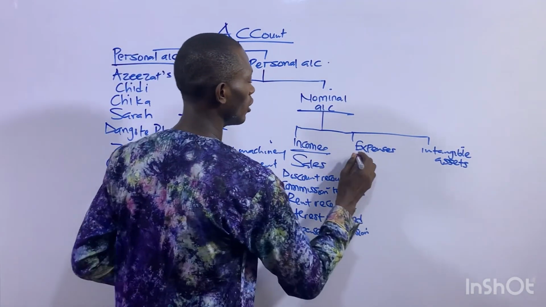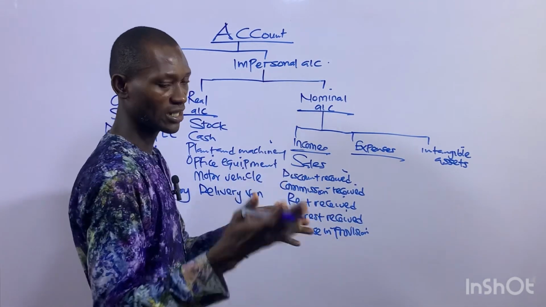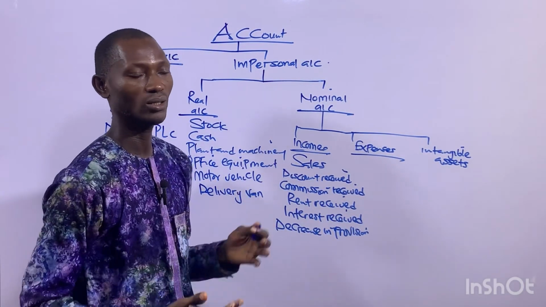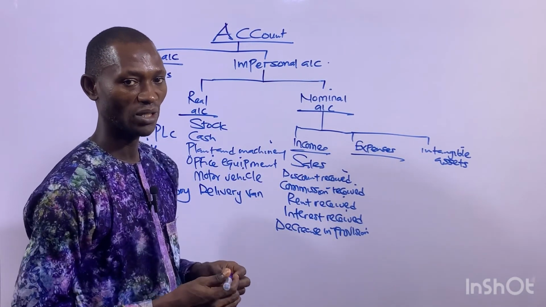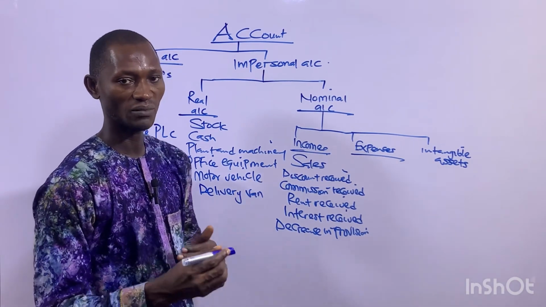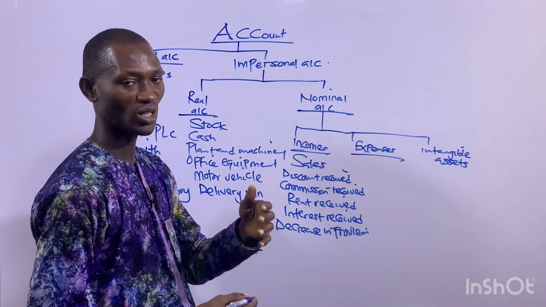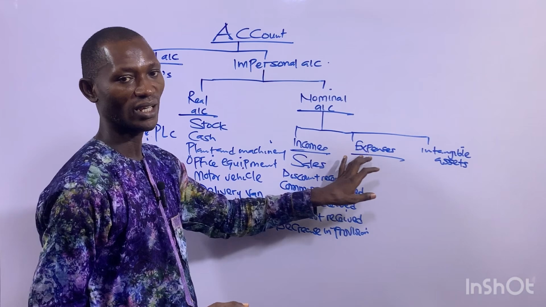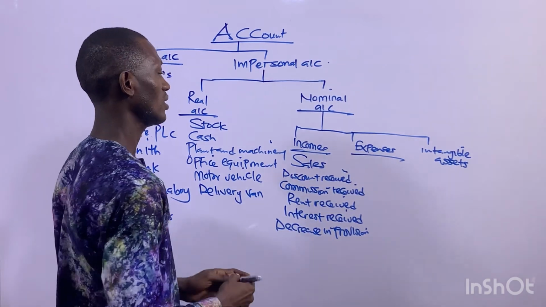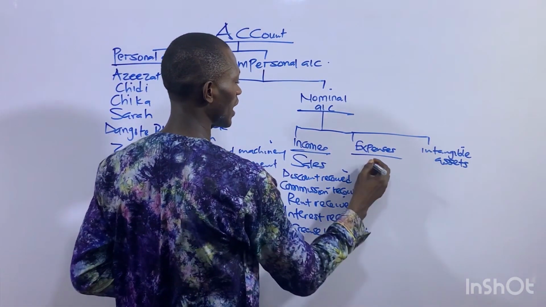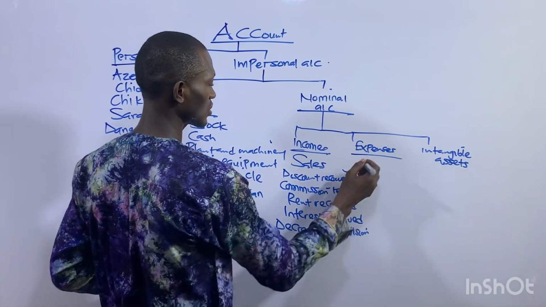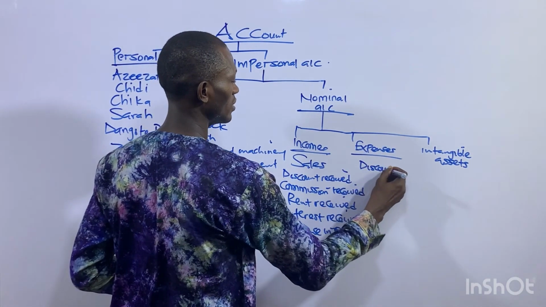Under expenses, expenses are costs that a business incurs in the day-to-day running of the business. That means to keep the activities of the business going. There are some costs you incur every day. Those costs are termed expenses. Examples of expenses, we have discounts allowed.